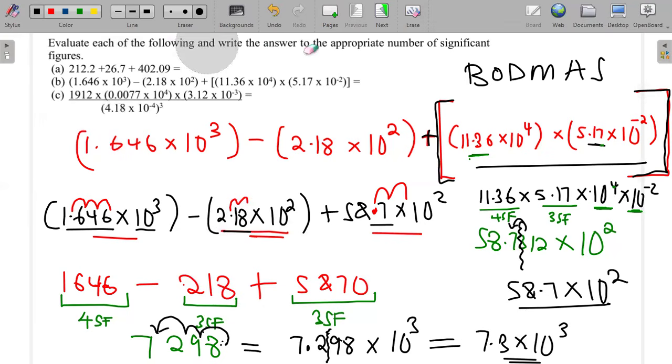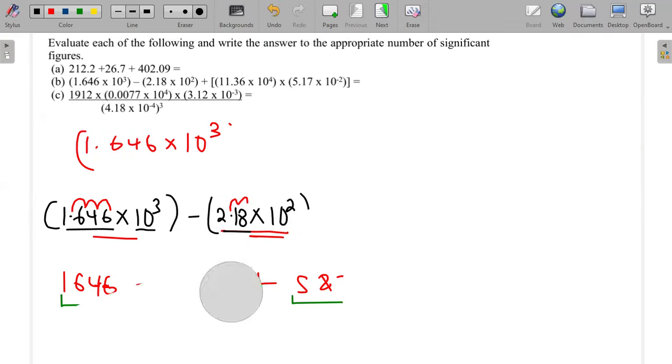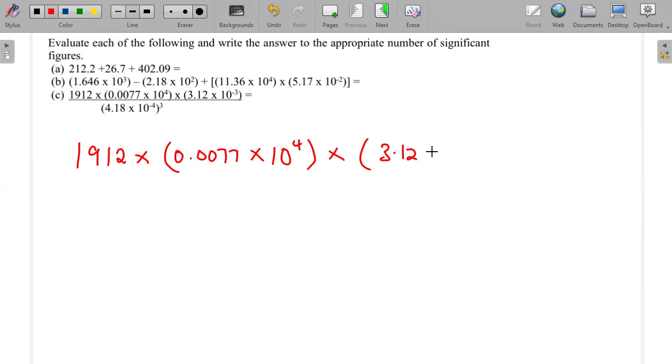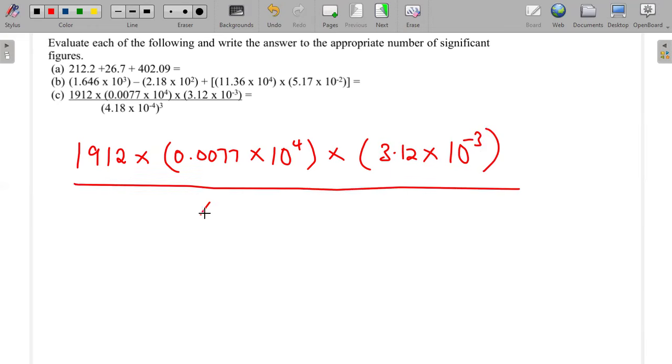And then let's look at part C. Okay, so part C, we have 1912 multiplied by, in the brackets, 0.0077 multiplied by 10 to the power 4, then multiplied by 3.12 multiplied by 10 to the power minus 3. Then I'm dividing all this by 4.180 multiplied by 10 to the power minus 4, and then this whole thing is raised to the power 3. So where do we start from there?